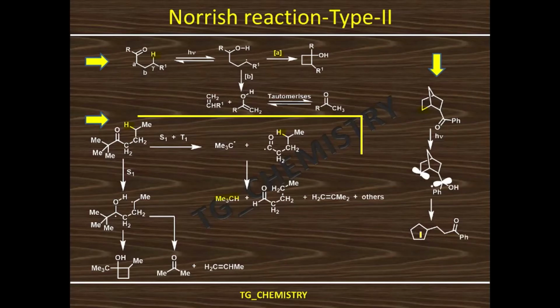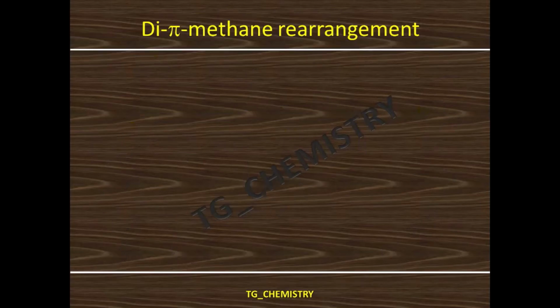propanone. So these are 3 examples of Norrish type 2 reaction, which are very important for the competitive exam. I don't need to say it again. So next we will learn about the di-pi-methane rearrangement.